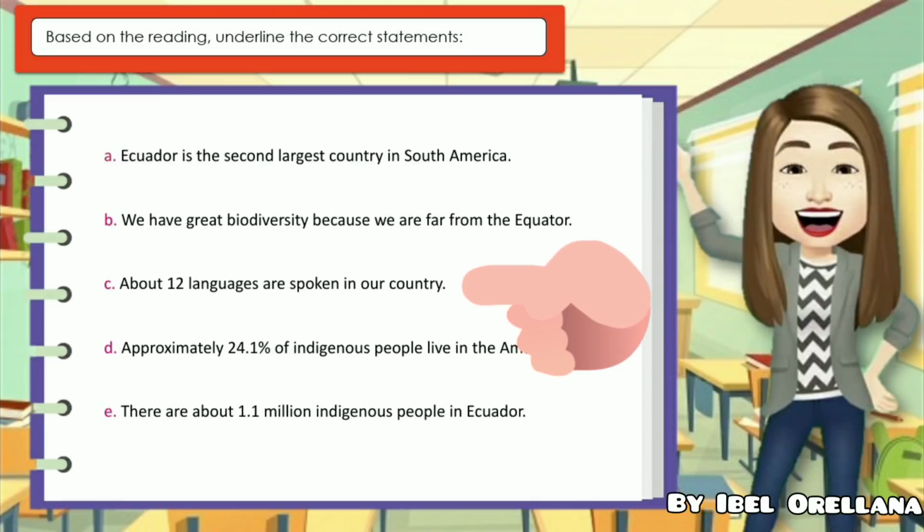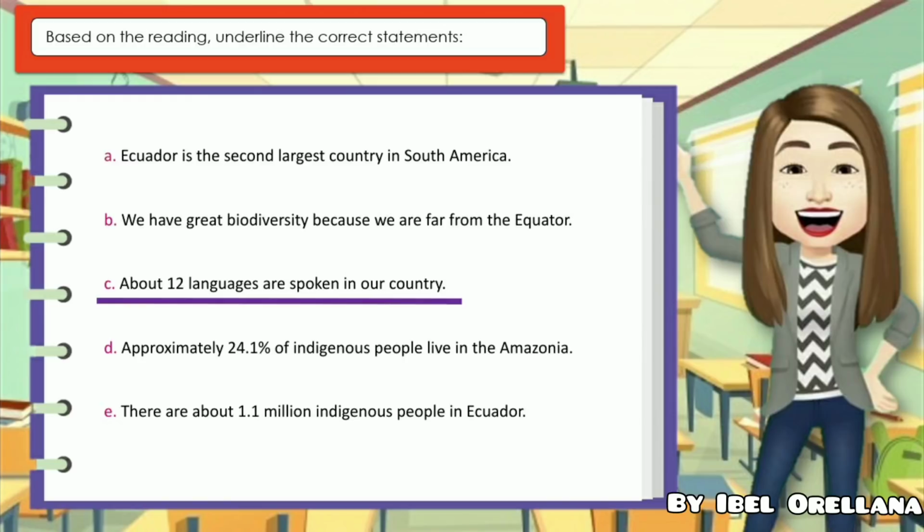C. About 12 languages are spoken in our country. Cerca de 12 idiomas son hablados en nuestro país. This fact is true. Este efecto es verdadero. So underline this idea. Así que subraya esta idea. D. Approximately 24.1% of indigenous people live in the Amazonia. Aproximadamente 24.1% de la población indígena vive en la Amazonía. Este aspecto es verdadero. So underline this idea. Así que subraya esta idea.